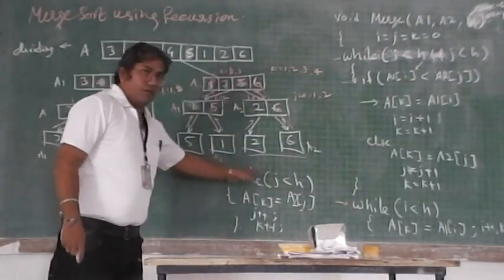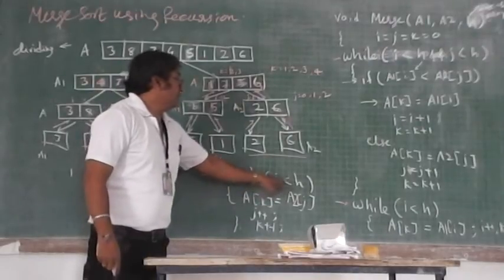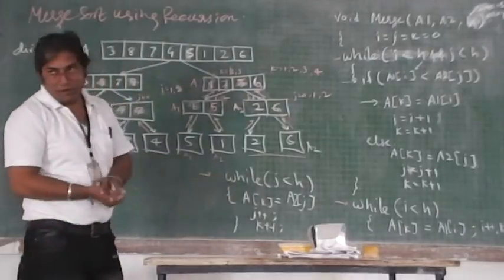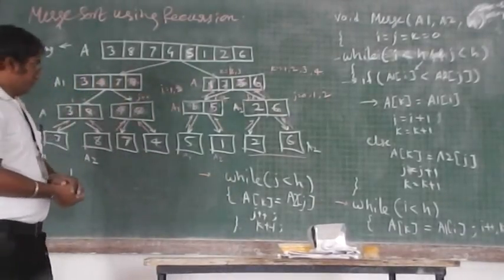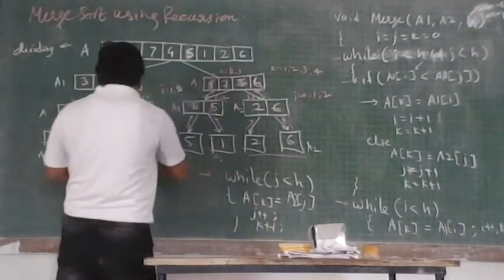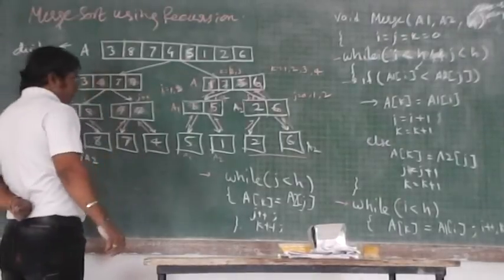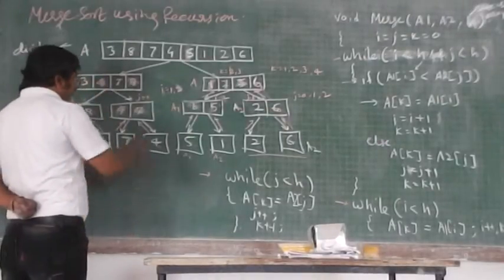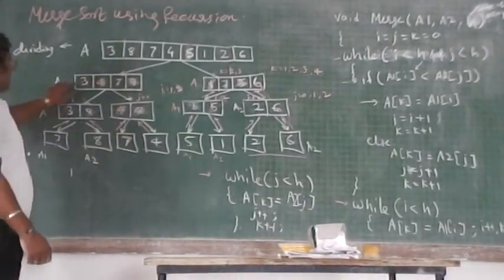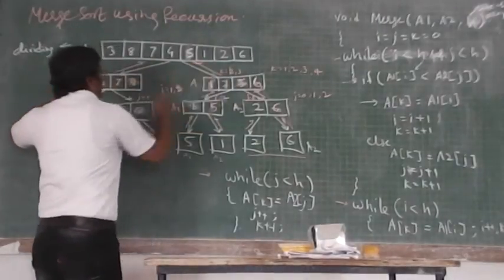I check the while loop. J is 2, is it less than 2? Condition false. In that case, this while loop breaks. Similarly, here we found two ordered sub-arrays, and we want to merge these two sub-arrays into their parent.